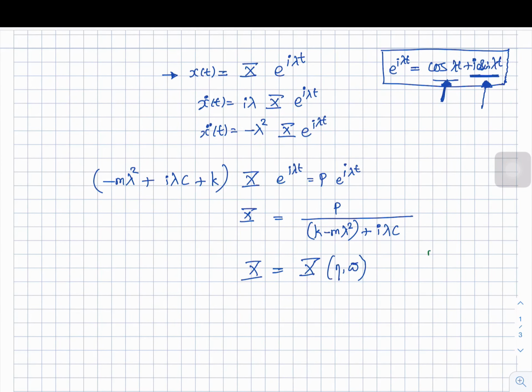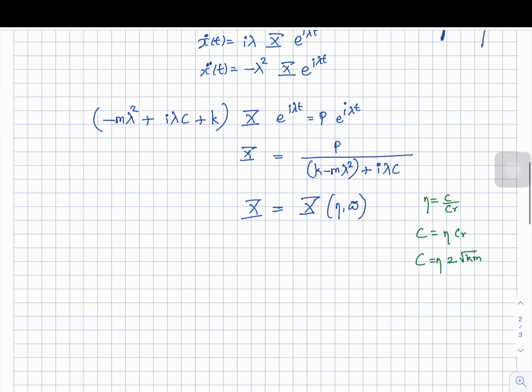To do this, we need to introduce these parameters. Which one is eta? We start from eta equal to c by c critical. So c becomes eta into c critical. C critical equals 2 root km, which we can write as 2 eta m omega. We use this formula, and instead of k by m we substitute omega square.